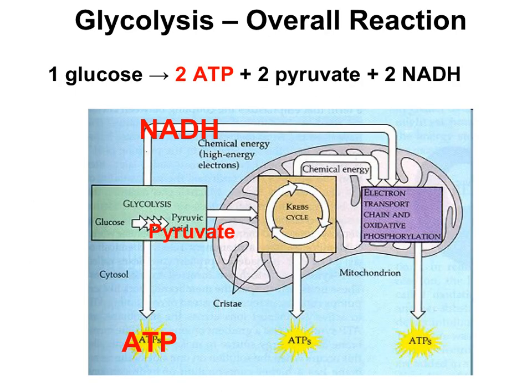Here's the overall equation for glycolysis. 1 glucose reacts to give 2 ATPs, 2 pyruvates, and 2 NADH. Where does that glucose reactant come from? Well, that comes from our food. Where do the products go? Let's take a closer look.